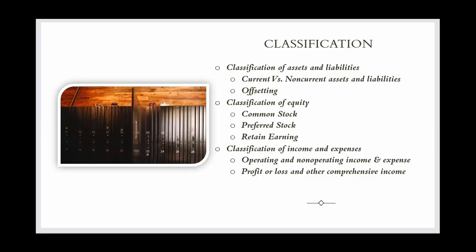Classification of income and expenses. Definition. Income and expenses are classified based on their nature or function within the business. This helps in providing a detailed view of the entity's performance. Example: income, operating income, earnings from primary business activities, e.g., sales revenue. Non-operating income, earnings from secondary activities, e.g., interest income, gains from asset sales.